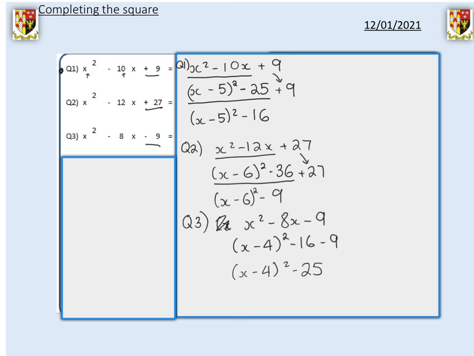So for this lesson, we can just stop there. If you have any questions at all, then obviously just ask me on Show My Homework or via email, and then hopefully I can get back to you quite soon, and hopefully we can remember this from earlier on in the year.